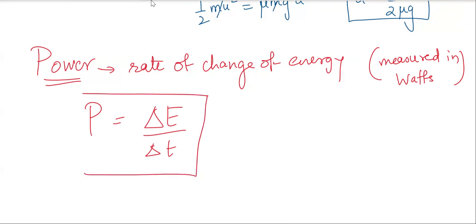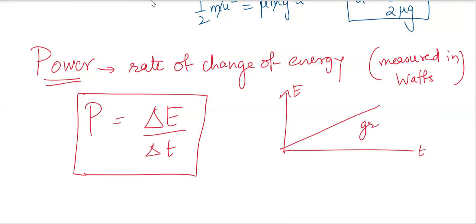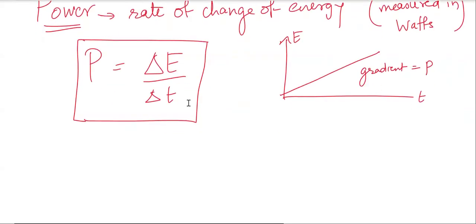And most of the time, students forget this formula. Students just remember this as energy over time. It is rather change in energy over time. So if I take an energy versus time diagram and take the gradient of this, then I will get the power. Okay, so that is a constant power.